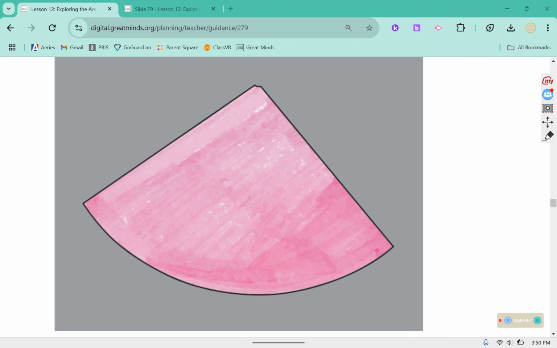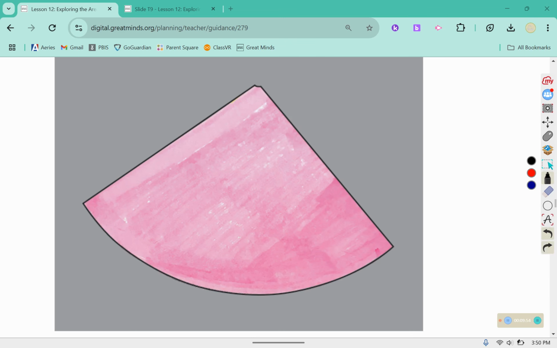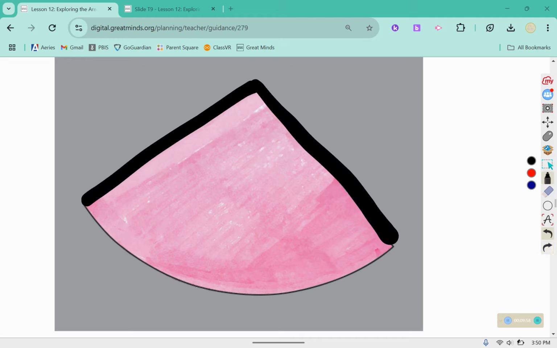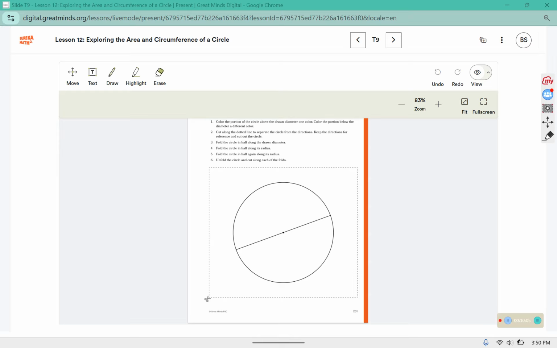For a quarter circle, this would be 1/4 of the diameter, and then we have 2 radii here and here. Then step 6 says to unfold the circle and cut along each of the folds.